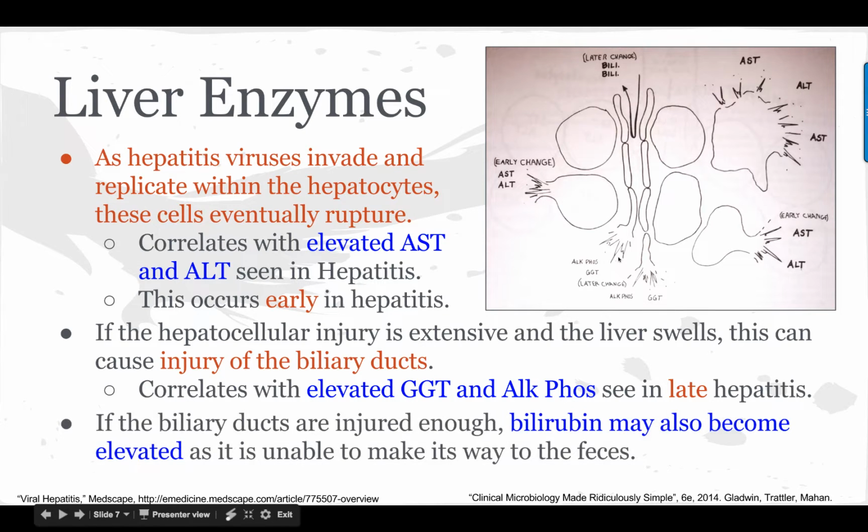Now, if the biliary ducts are injured enough, it can cause blockage. And if this is blocked off, then bile is not allowed to escape and get into the feces. So bile builds up and pushes over into the blood, or remains in the blood, and causes jaundice, and we can see bilirubin in the urine, for example.